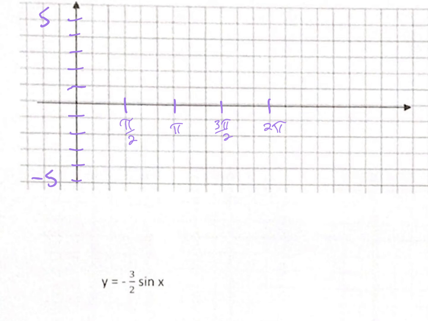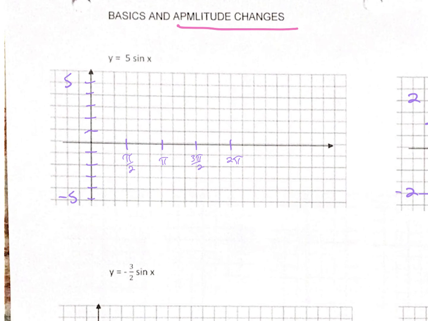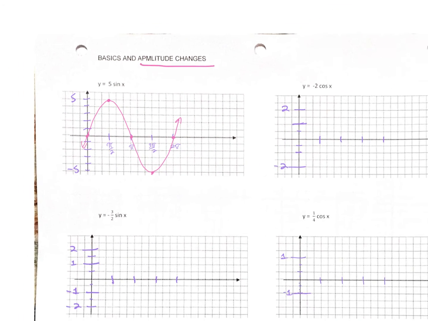In this case, instead of going from 0 up to 1 for sine, we're going to start at 0. At pi over 2, instead of going to 1, we multiply that by 5, we're going up to +5. And then at pi, we're at 0. And then at 3 pi over 2, we're down to -5. And then at 2 pi, we're at 0. So it gives us higher peaks and lower valleys. Okay, we go higher and lower. That's if our amplitude is greater than 1. So that's a 5 sine x.